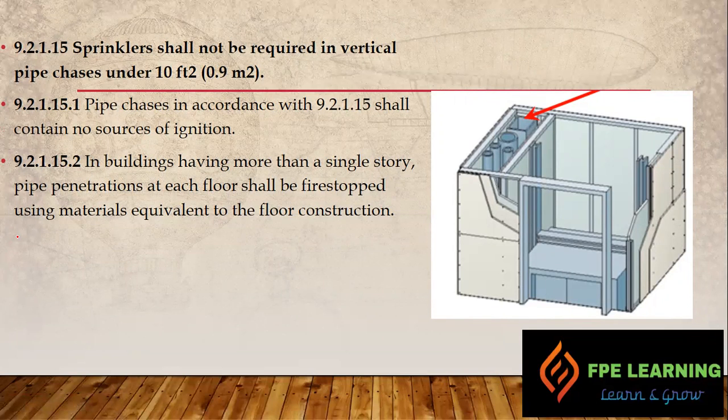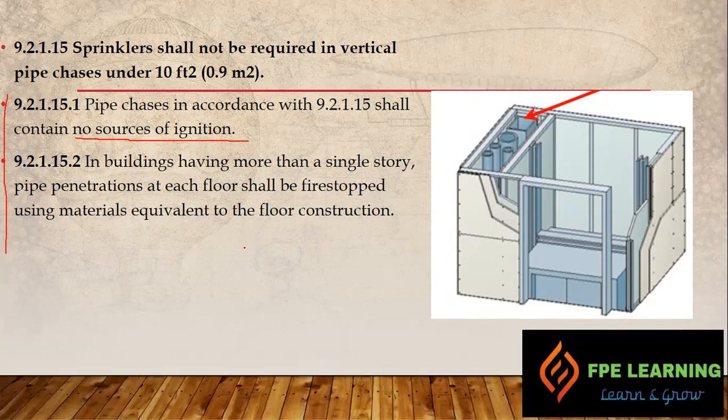And then 9.2.1.5 talks about the pipe chase, right? So sprinklers shall not be required in vertical pipe chase under 10 square feet. So if the area of the pipe chase is less than 10 square feet, we do not need a sprinkler system, provided that they should meet these two points. Point number one, pipe chase in accordance with 9.2.1.5 shall contain no source of ignition. So we have to make sure there is no source of ignition in that.